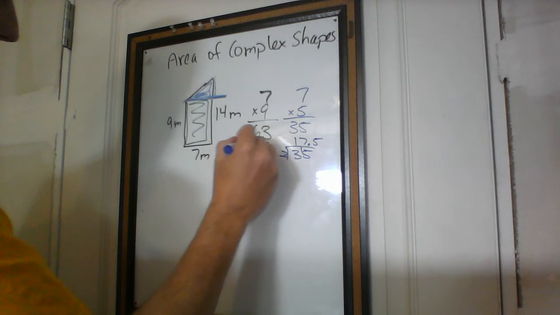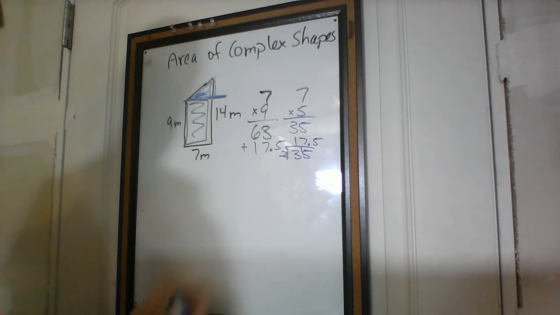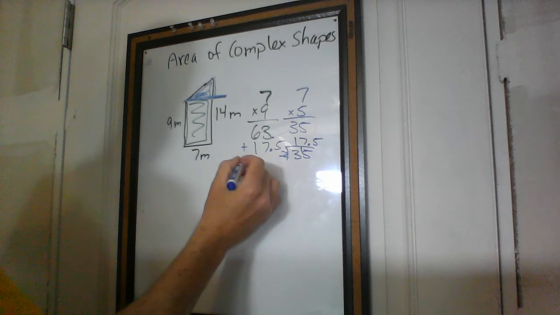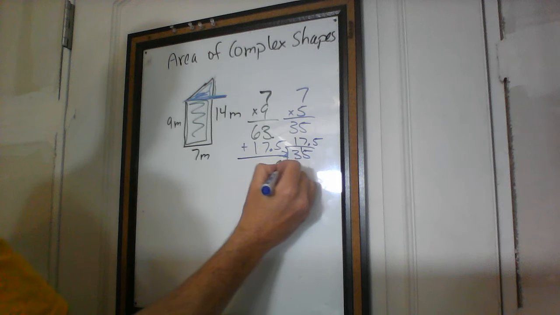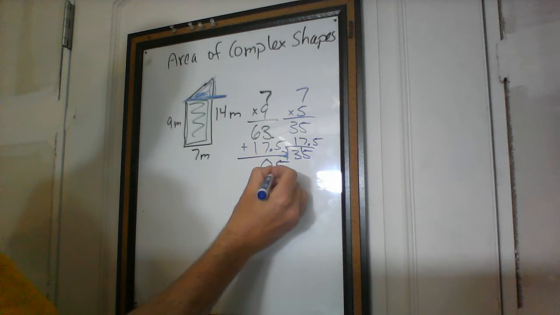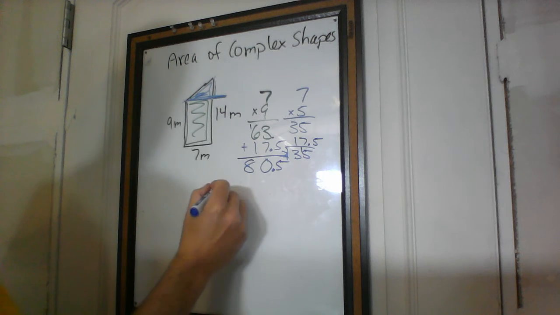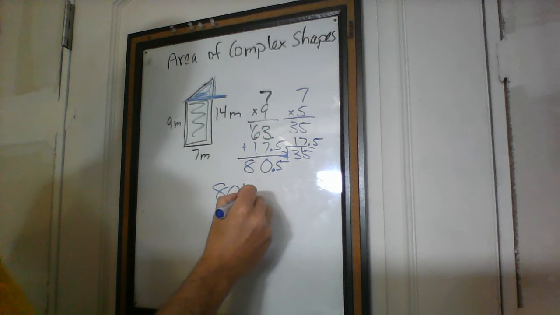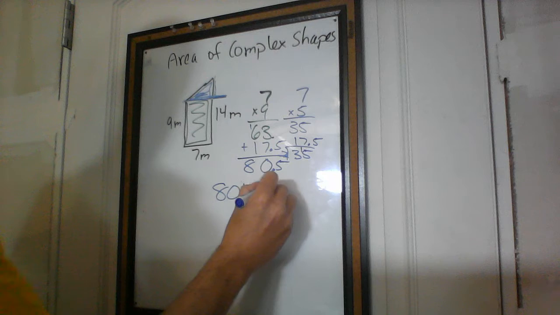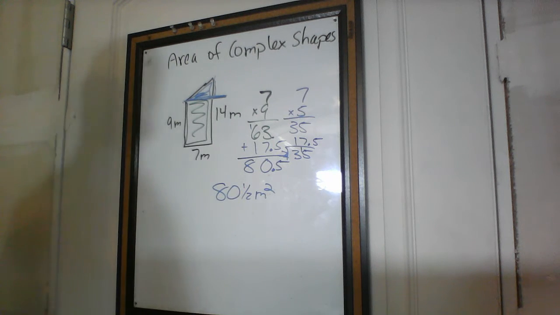So we're going to now add these together. Line up your decimals since 63 doesn't have one. It's actually right there. We're going to add our numbers up. 5, 10, carry the 1, and we have 80 and a half meters squared for the area of that shape.